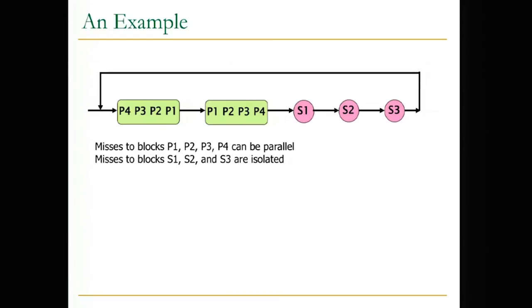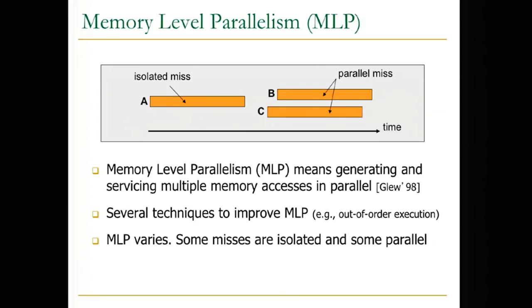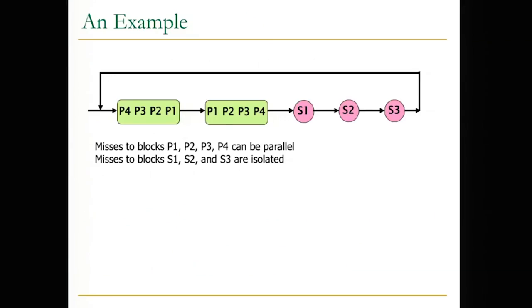So let's look at an example. It's an example from the paper that you're reading, but I like this sort of intuitive example. Let's assume that you're operating in a loop. That's what this is, pictorially. And you can only cache 4 blocks in your cache. And these are the blocks. Misses to blocks P1, P2, P3, and P4 are serviced in parallel, whereas misses to blocks S1, S2, and S3 are serviced in serial. So S blocks are serial, isolated misses, and P blocks are parallel misses. All 4 of the P blocks are parallel in this case. P4, P3, P2, P1 are all serviced in parallel.